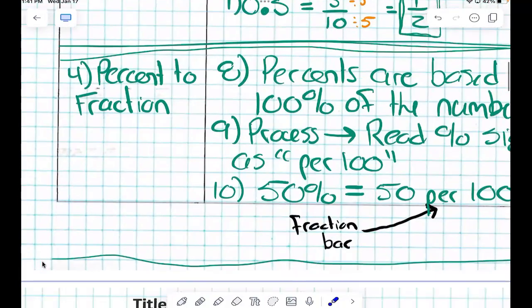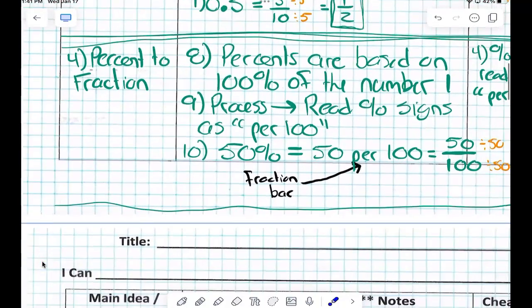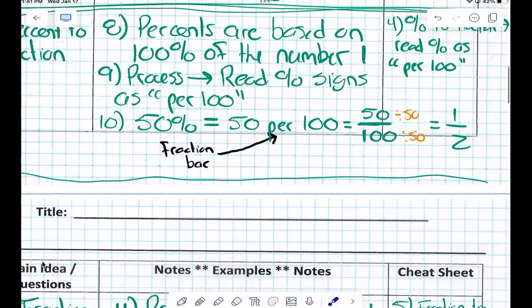Okay, eyes up on the screen. Third, percent to fraction. So the process for converting from a percent to a fraction is on the count of 3. 1, 2, 3. Per 100. So please read this percent. 50 per 100. Now we know per means what? Fraction. So if I write 50 fraction bar 100, I need to make sure I do what to get to 1/2? Reduce, right? Simple as that.